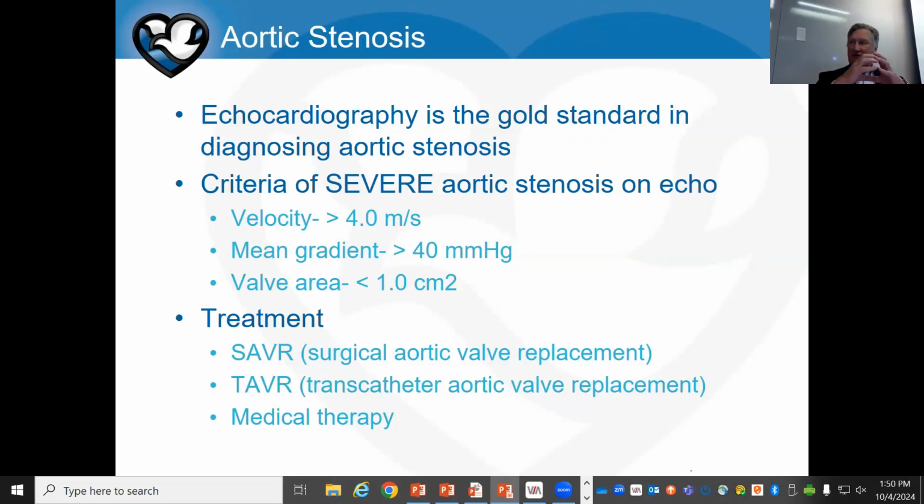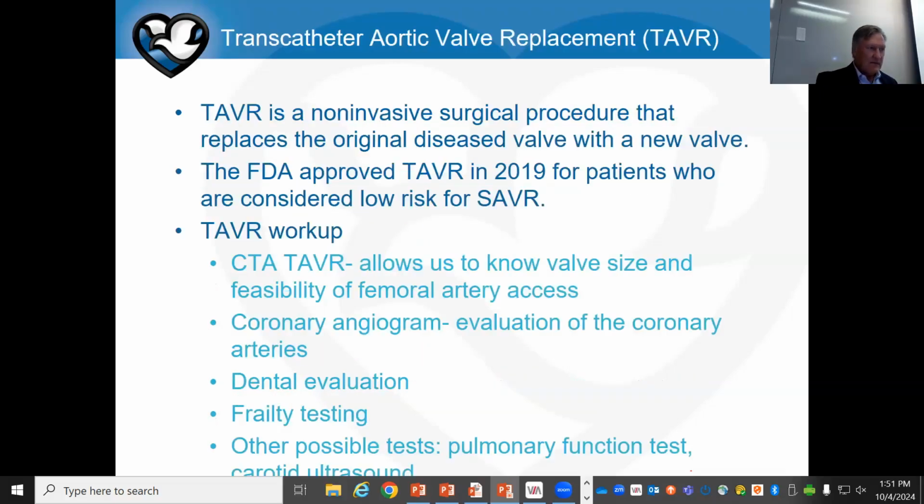So you expand the new valve inside the old valve, and all that calcium in the old valve grabs hold of the new valve that we put in and doesn't allow it to move out of place. And inside that stent that we put inside the aortic valve is a new tissue valve made out of basically the same kind of tissue that has been used in surgical valve replacement for years. So I wouldn't say TAVR is non-invasive really, but it's a minimally invasive surgical procedure to replace the valve.